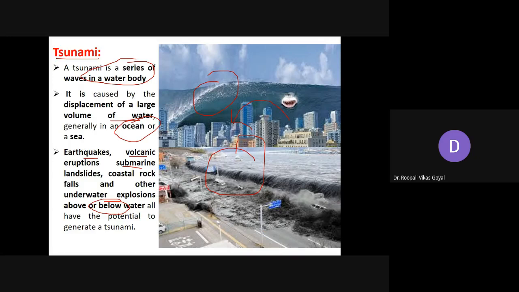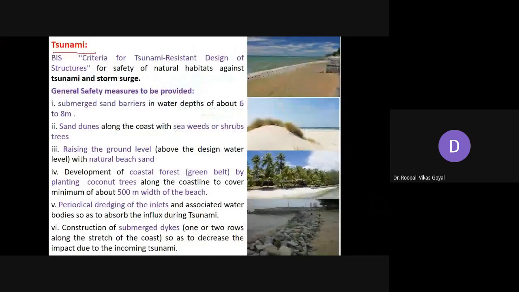So as far as tsunami construction is considered, BIS, that is the Bureau of Indian Standards, has given criteria for tsunami resistant design of structures for the safety of natural habitats against tsunami and storm surge. So here the general safety measures which are to be provided as per our BIS standard are given, and we will discuss them one by one.